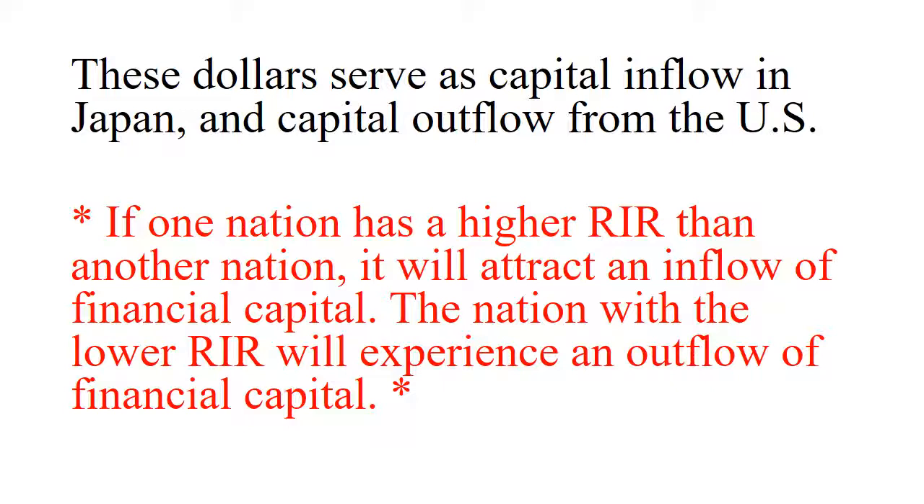Moving forward, the dollars that are going from the US to Japan are going to be inflow into Japan and outflow from the US, as we saw. Whichever nation has a higher real interest rate attracts inflows of financial capital into their country. People want to earn higher interest. They want to buy those bonds and those CDs. So inflows flow into countries with high real interest rates, and they flow out of countries with lower real interest rates if people feel like they have a choice to save their money elsewhere and to earn higher real interest rates.